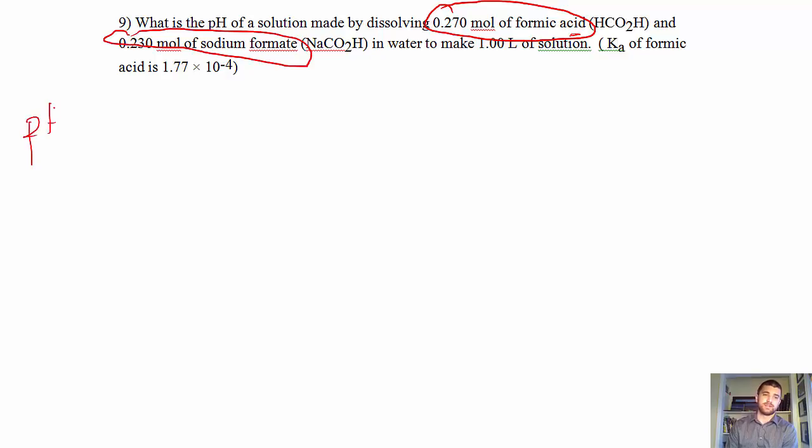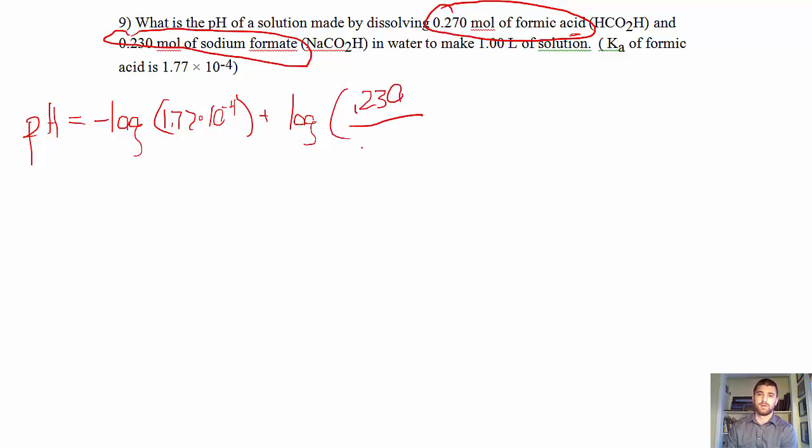So again, it's the Henderson-Hasselbalch equation. So pH equals pKa, which is negative log of the Ka, 1.77 times 10 to the minus 4, plus the log of the concentration of the base, which is this 0.230, over 0.270, the molarity of our acid, and that equals 3.68. All right. So yeah, Henderson-Hasselbalch equation, get used to using it.